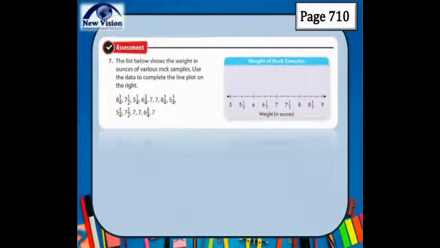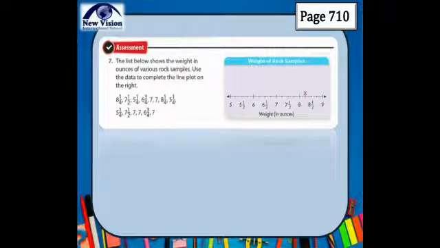And we're down to our last item, number 7. The list below shows the weight in ounces of various rock samples. Use the data to complete the line plot on the right. So again, the title of our line plot is Weight of Rock Samples.